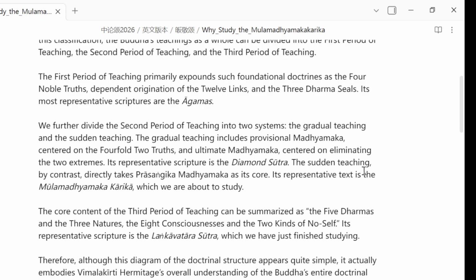The sudden teaching, by contrast, directly takes Prasangika Madhyamaka as its core. Its representative text is the Mulamadhyamakakarika, which we are about to study.